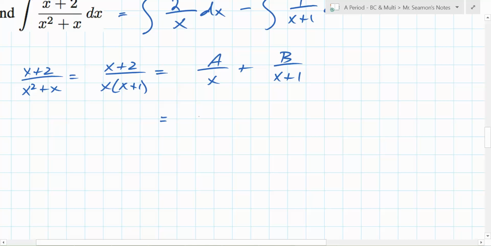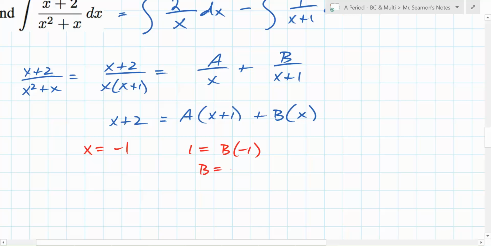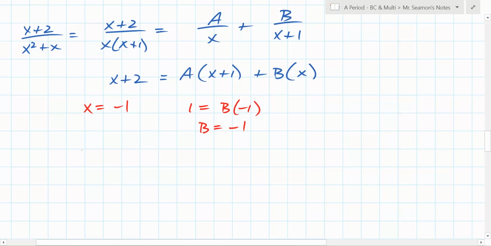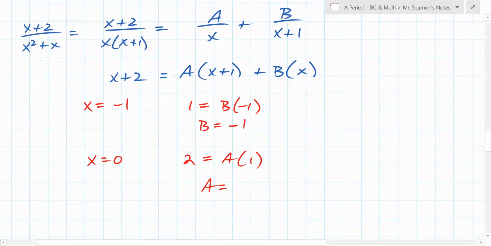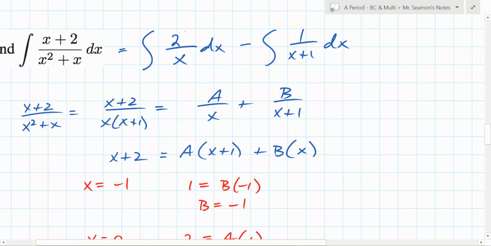So what do we multiply both sides by? Times x plus 1. So you end up with x plus 2 is equal to A times x plus 1 plus B times x. What's one great magic number, Matt? Negative 1. If x is equal to negative 1, what do you end up with? 1 equals B times negative 1. So B is equal to negative 1. What's another great magic value? 0. So you end up with 2 is equal to A times 1. So A is equal to, what's A equal to? 2. Nice.